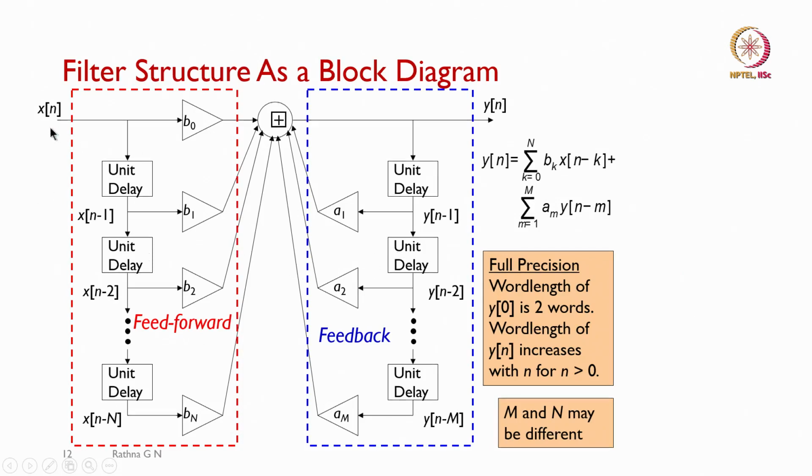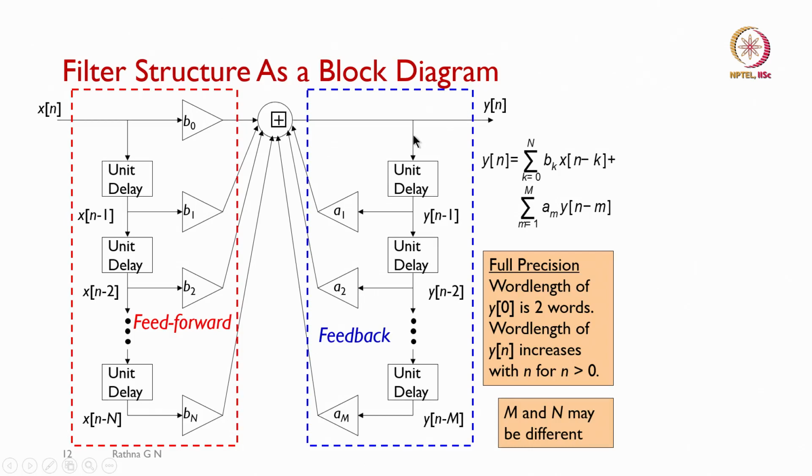We will see x of n is the input, and we see that b0, b1, ..., bN coefficients are in the feed forward. So, we have the unit delay, and this is x of n minus 1 to x of n minus N, which are going to be summed up in this unit, and then the output is going to be y of n.